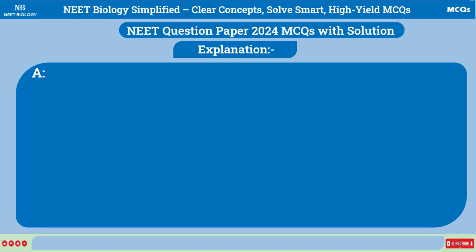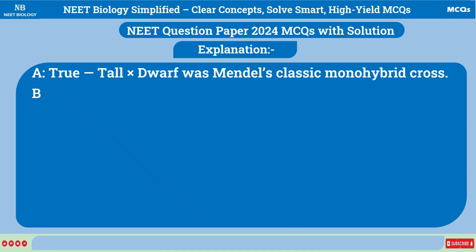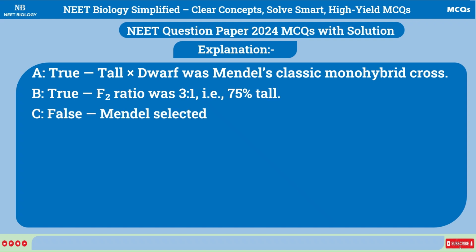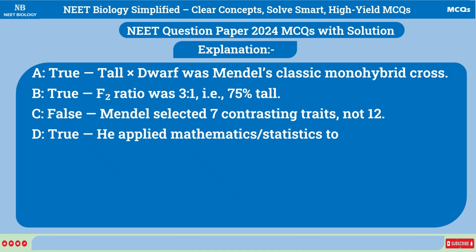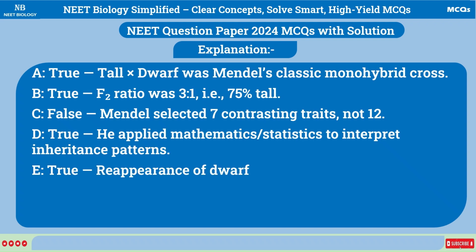Explanation. A. True, tall times dwarf was Mendel's classic monohybrid cross. B. True, F2 ratio was 3:1, i.e., 75% tall. C. False, Mendel selected 7 contrasting traits, not 12. D. True, he applied mathematics or statistics to interpret inheritance patterns. E. True, reappearance of dwarf plants in F2 generation showed recessive character.